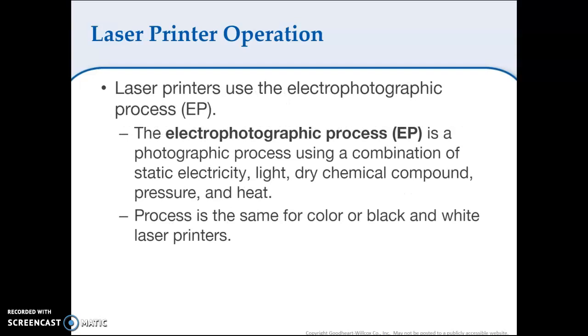One type of printer that's available to us is the laser printer. Laser printer operations use the electrophotographic process, or EP. EP is a photographic process using a combination of static electricity, light, dry chemical compounds, pressure, and even heat in order to produce images and text on paper.